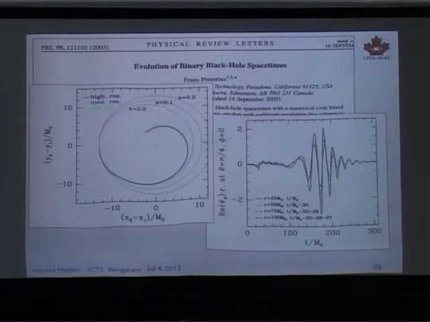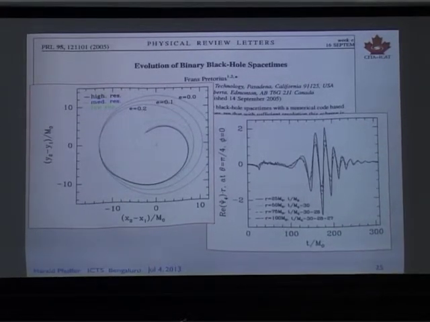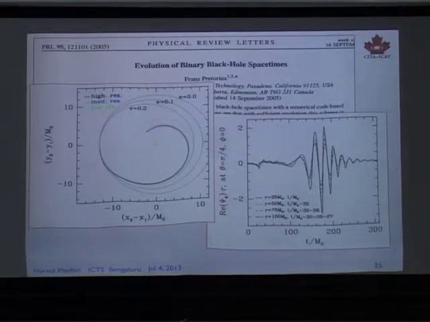The figure on the left is the trajectory of one of the two black holes. And once the black holes have merged and you have a common horizon about them, it doesn't make sense anymore to speak about the individual black hole location.